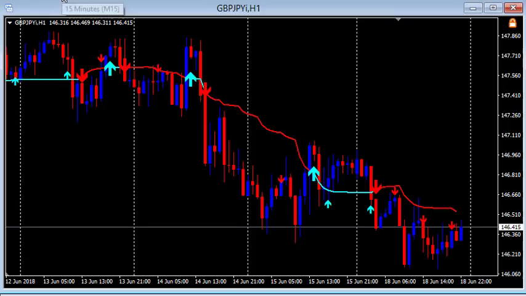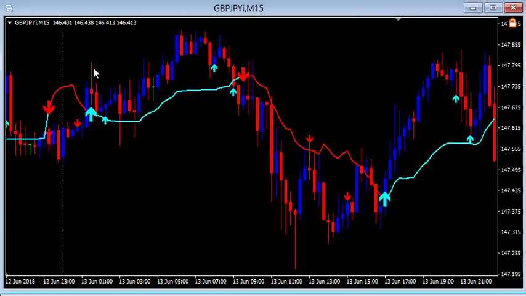Now, if you come to a 15-minute chart, it's a little bit better, although you're still getting buy signals that take forever to go off. This was a nice sell signal here, actually. On June 13th, you could have used the 15-minute chart and made some pips off of it.